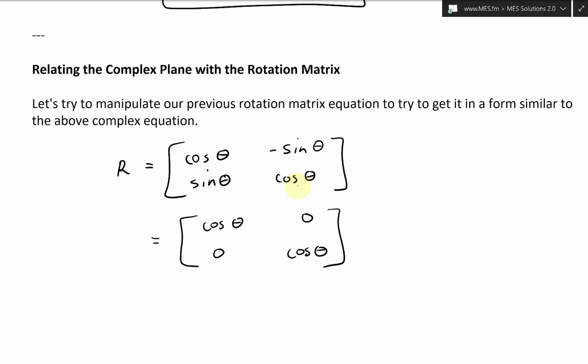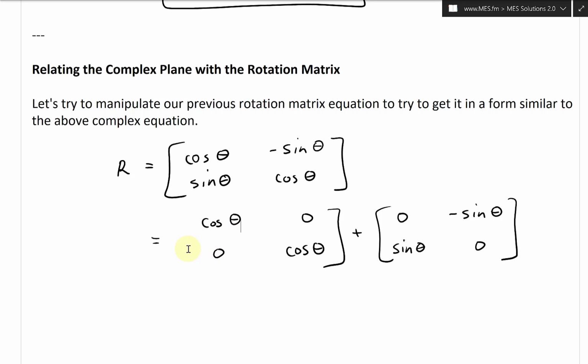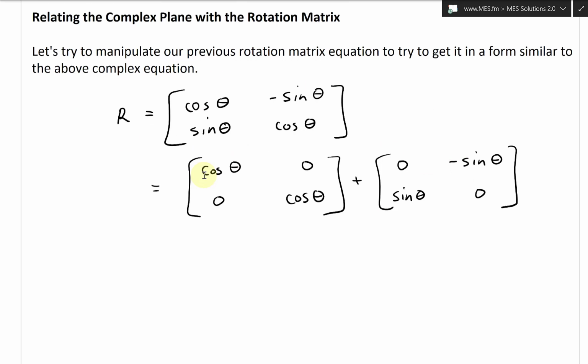In other words, we have that, and then what we're going to do now is plus, and we're going to take only the sines now: 0, negative sine theta, sine theta, 0. Like that. And we can see, by matrix addition, this just gets the above setup here, because we add all the corresponding terms. So cosine theta plus 0 is just cosine theta, and 0 plus negative sine theta gives this, etc. So this is the same as this up top.